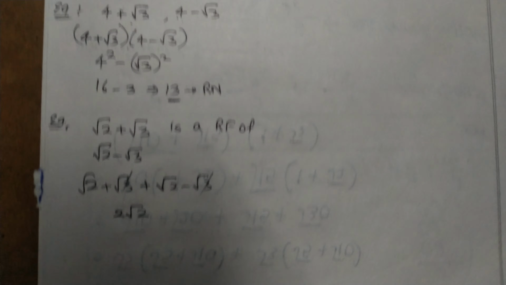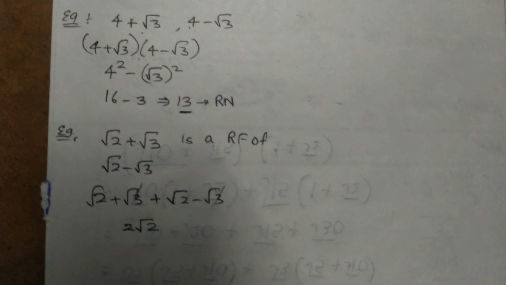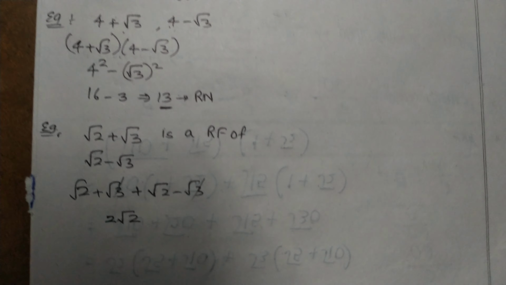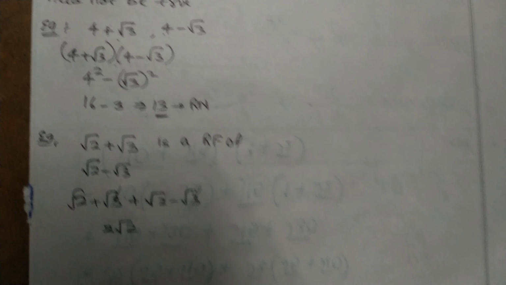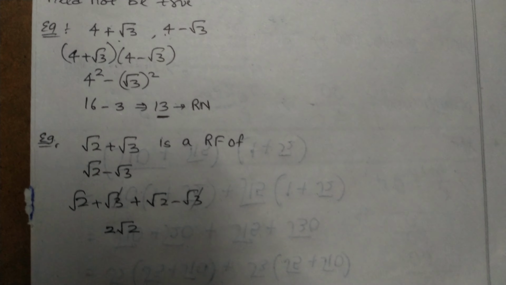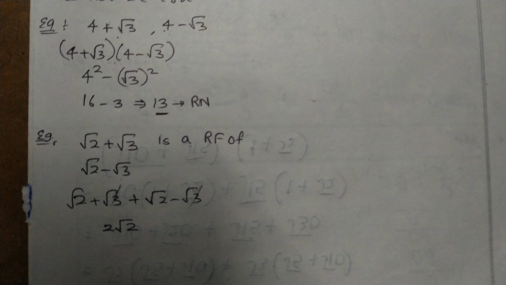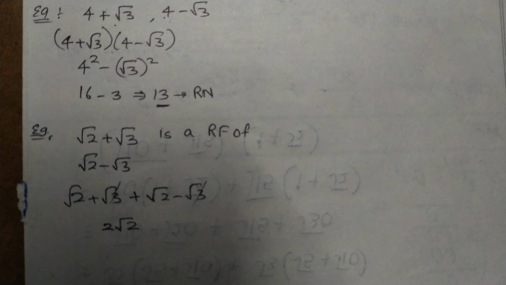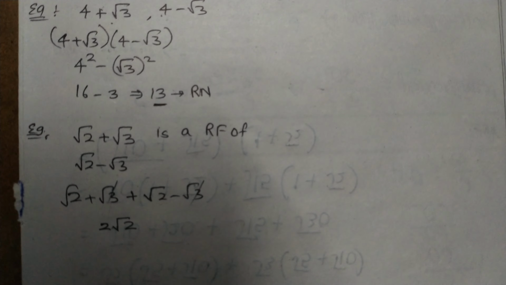Is it a rational number? No, it is not a rational number. Are you able to understand? It is not a rational number. So if it is not a rational number, then root 2 plus root 3 is not a conjugate of root 2 minus root 3. Are you able to understand?